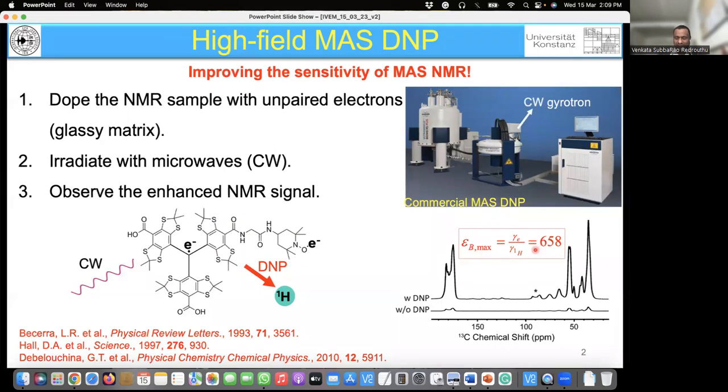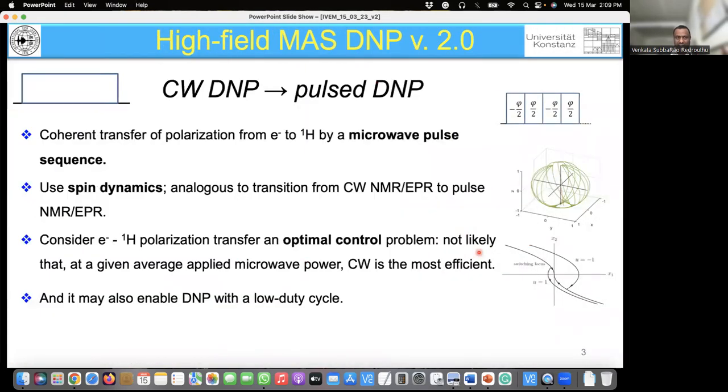But with the current CW method, the theoretical maximum enhancement factor is not possible. The aim is to go to the pulse DNP method, where we can do the coherent transfer of polarization from electron to proton by using microwave pulses instead of CW irradiation. By doing this, we can use the spin dynamics analogous to the transition from CW to pulsed EPR and NMR methods, and improve the enhancement factors. By considering polarization transfer as an optimal control problem, it is not likely that CW is the most efficient one. It may also enable us low duty cycle DNP, which reduces the sample heating.